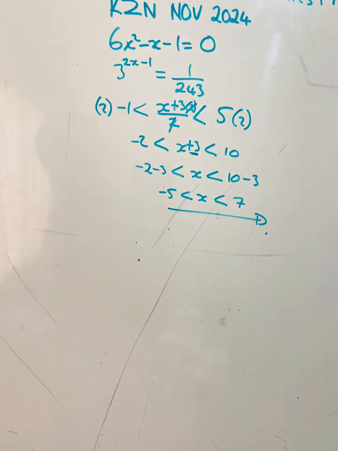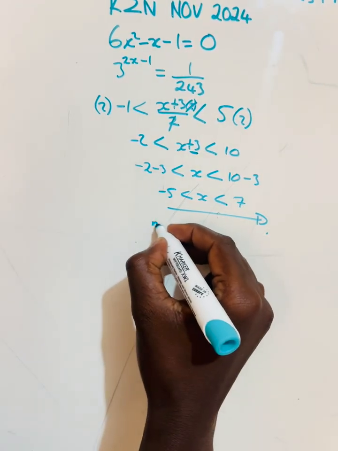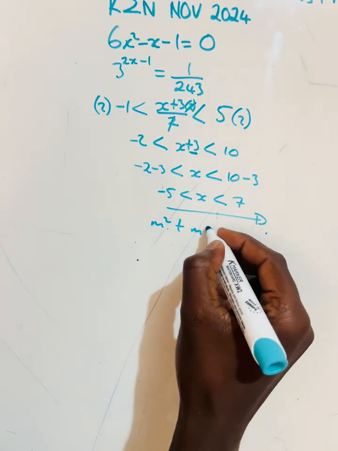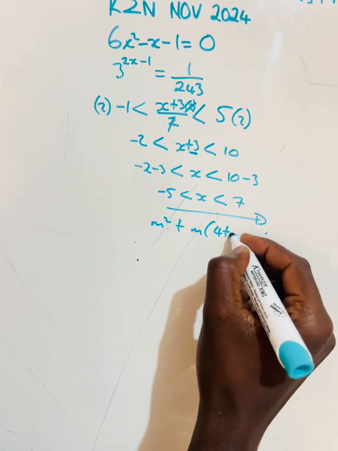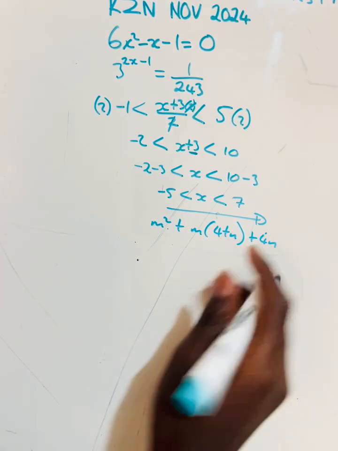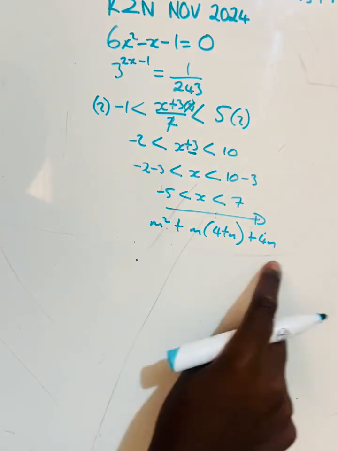Our next question wanted us to factorize. So what were we given on the factorization? We were given m squared plus, then what else were we given? We were given m open bracket 4 plus n close bracket plus 4n like this, right? So this, they asked us to factorize.